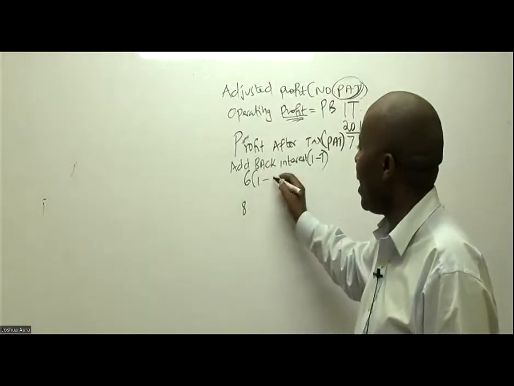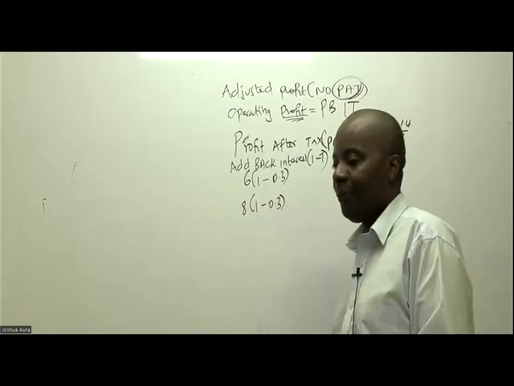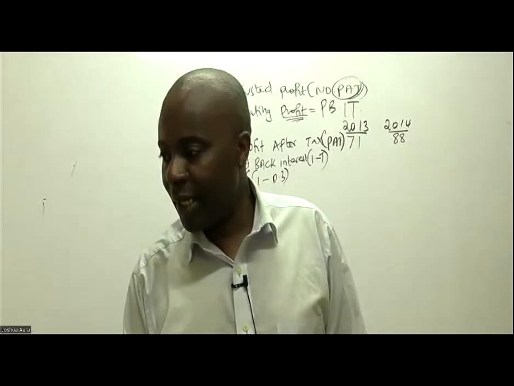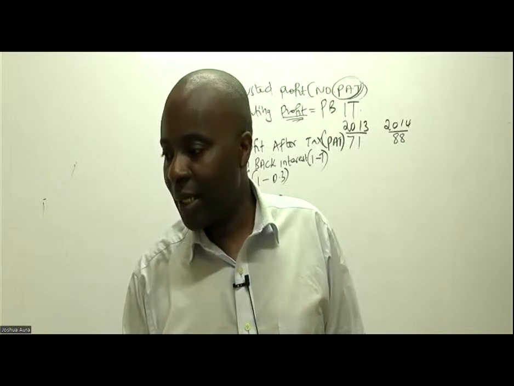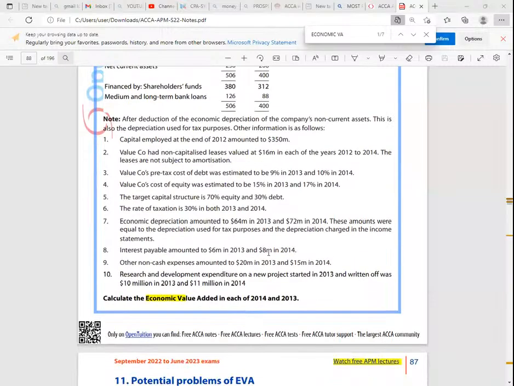So 1 minus the tax you're told in this question, which is 30%. Is there somebody who is able to see the figure of tax? It must be somewhere here. Tax rate, note number 6, 30% in both 2013 and 2014.